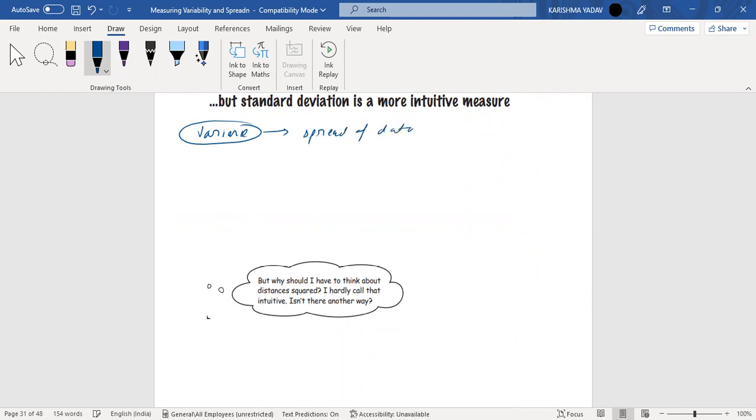Okay, it's useful because it uses every value to come up with the result. It can be thought of as the average of the distance from the mean squared. But why should I have to think about distances squared? Why would I think that distance is squared? I hardly call that intuitive. Isn't there another way?